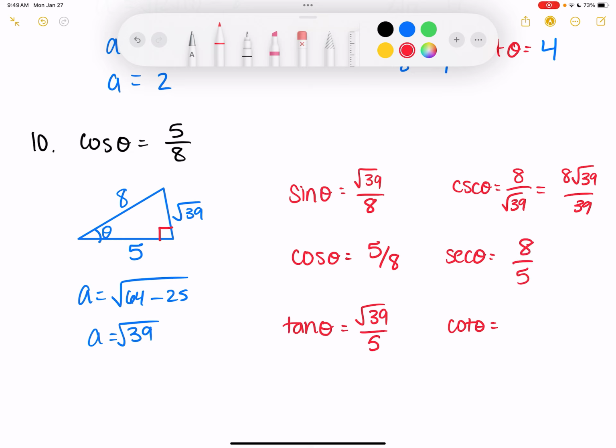Those are my favorites, because it's just two numbers. All right, cotangent: 5 root 39 over 39. I'm going to write it flipped just so that we have it if we look back. It'd be 5 over the square root of 39, and we rationalize.